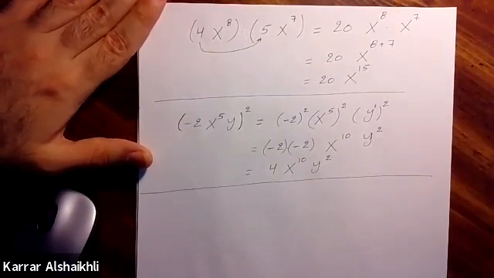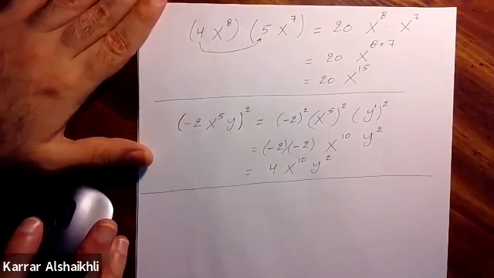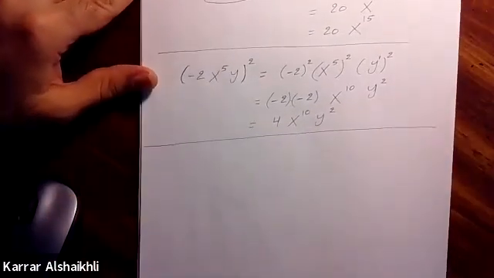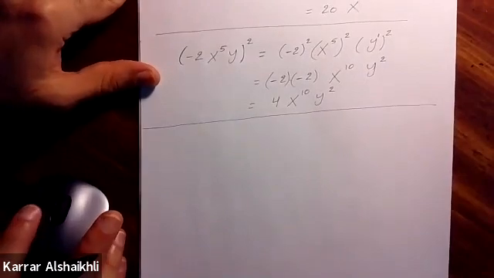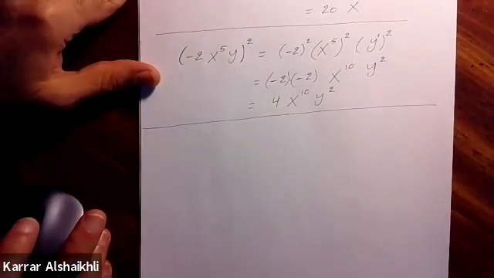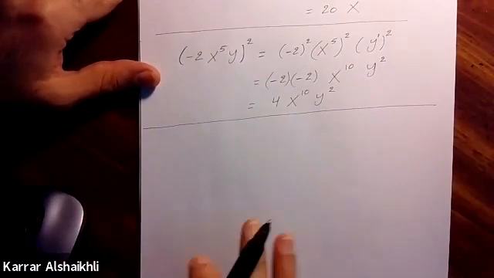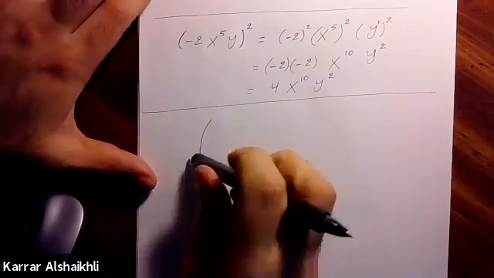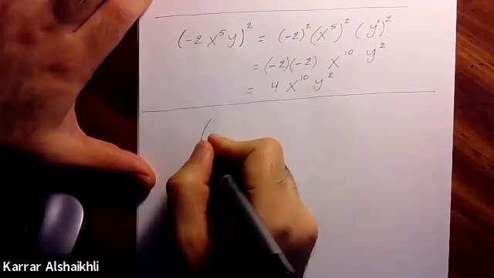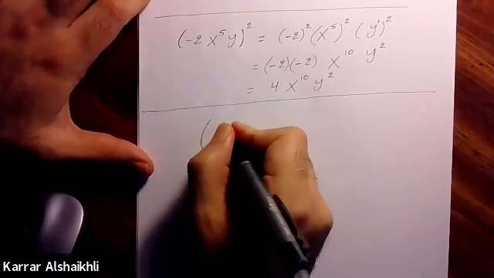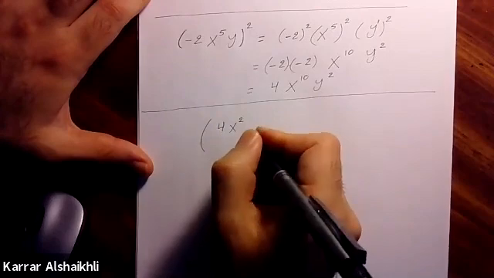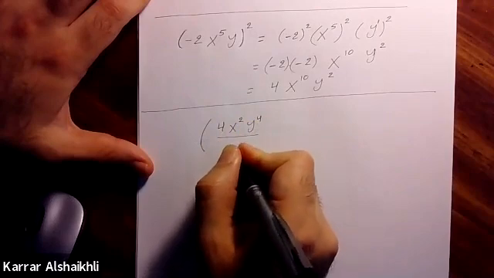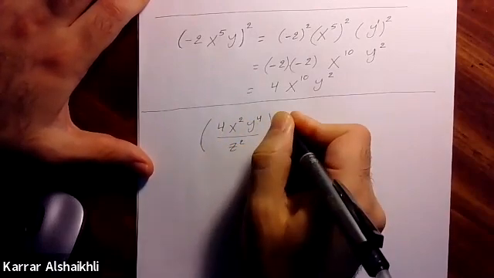Let's do this one. Let's do more examples. If you have an example like this, it's really important because there are many steps we have to do here and we use a lot of rules. 4x squared y to the power 4 over z squared, and everything to the power 3.